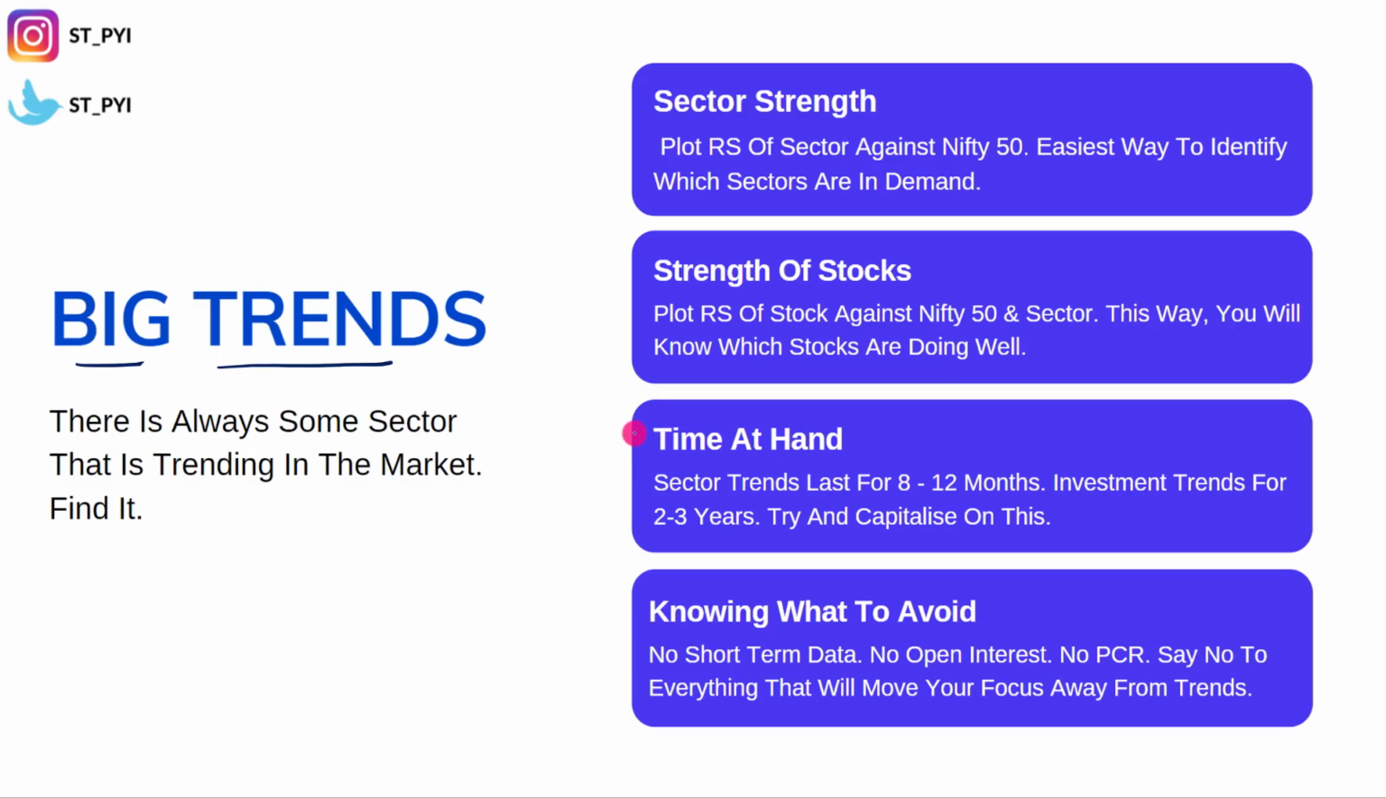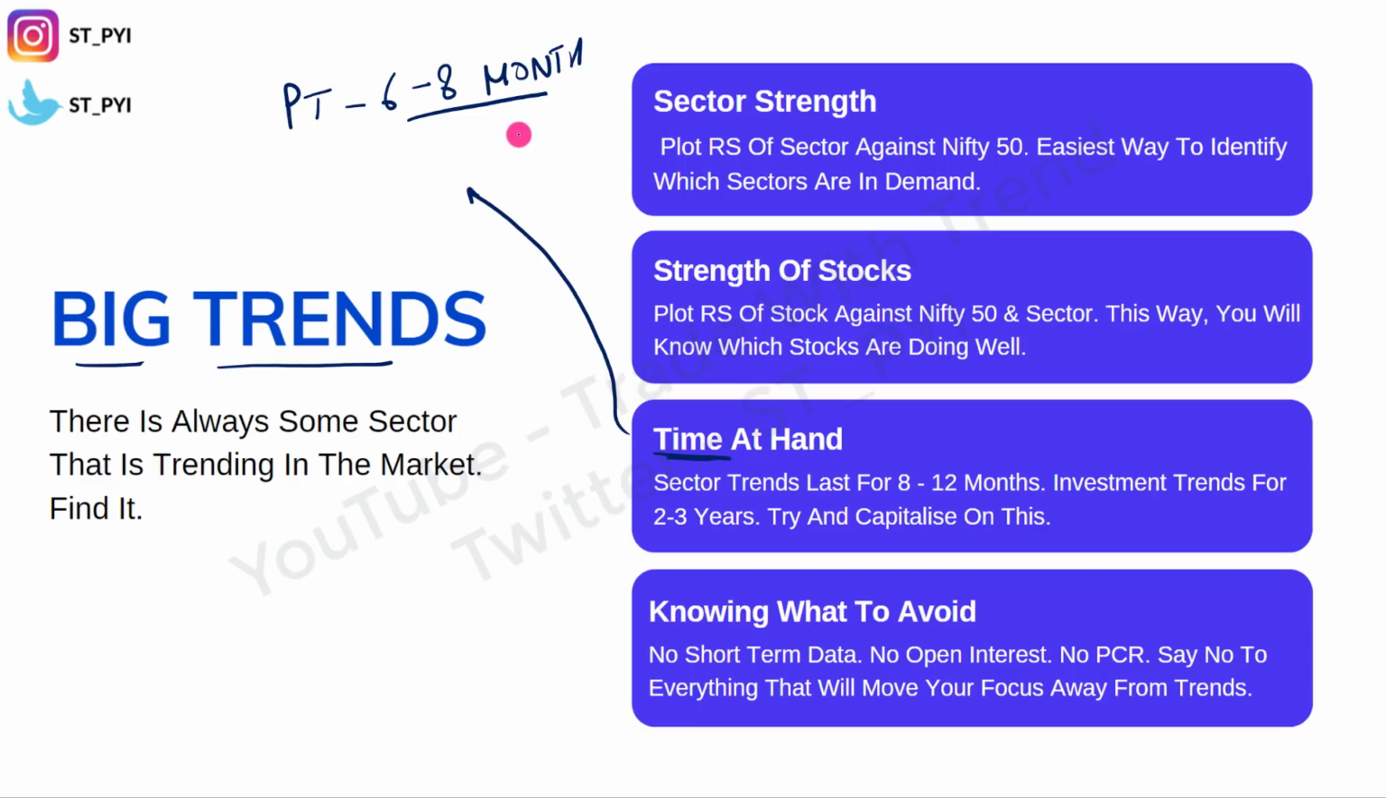With big trends, there is one more advantage, that is of having time at your hand. Now, what do I mean by this? In positional trading, an average sector gets into a good trending structure for a period of 6 to 8 months. Take a look at something like metals recently. When it comes to something like investing, again, big trends develop and last for a period of 2 to 3 years.